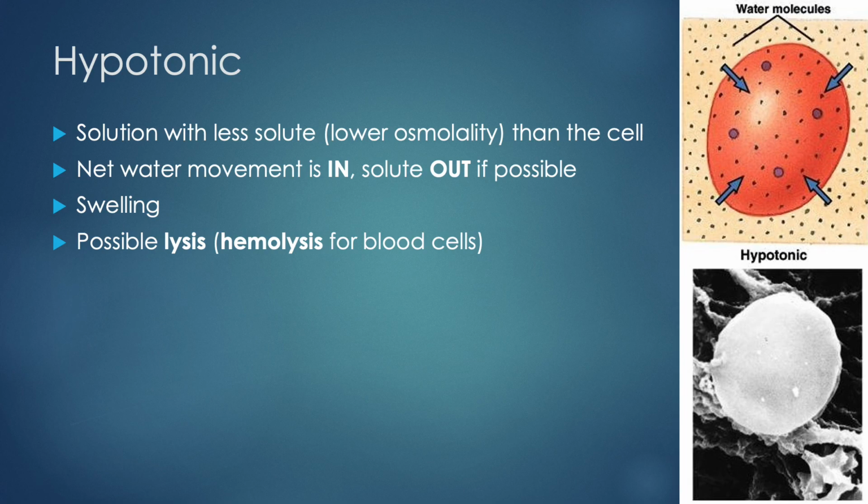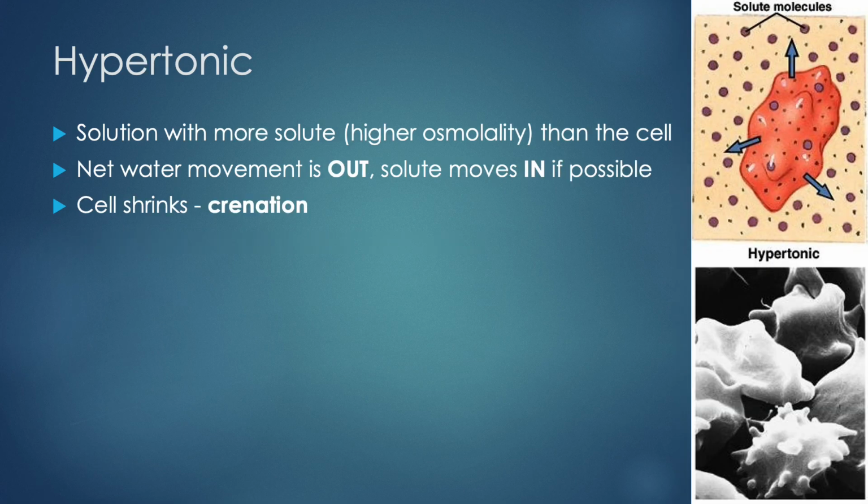And what we end up with is massive swelling. Again, this is the water balloon example. So you end up with something called lysis possibly, and in red blood cells we have a particular name we apply to this, and it's called hemolysis. In a hypertonic solution, we have an extracellular fluid with more solute or a higher osmolality than in the cell. So the net water movement is out of the cell, so water will move out to dilute that extracellular fluid, and if possible, the solute will move into the cell. But in so doing, the cell is going to shrivel up, shrink, and crenate through a process called crenation.